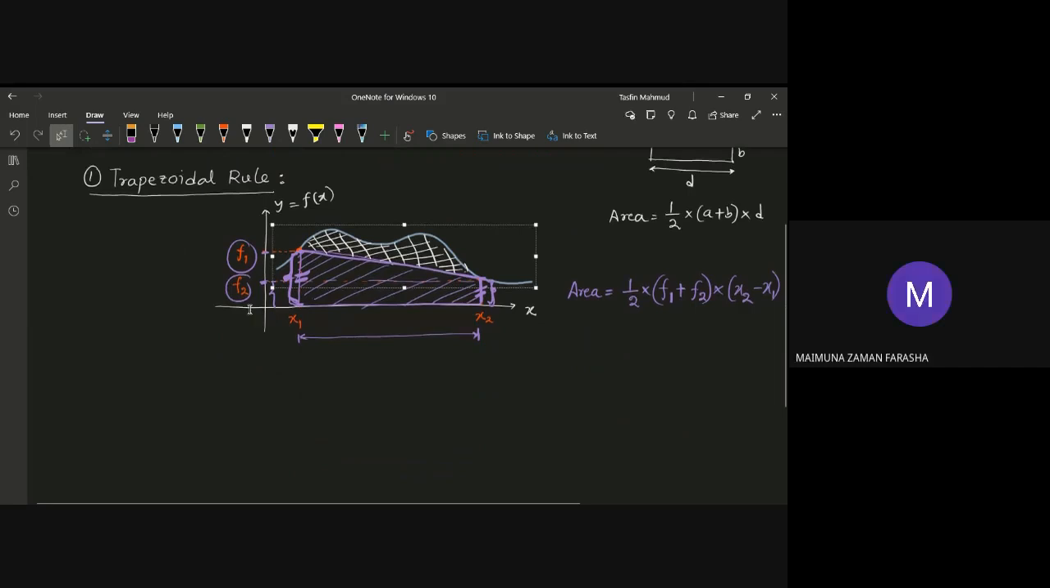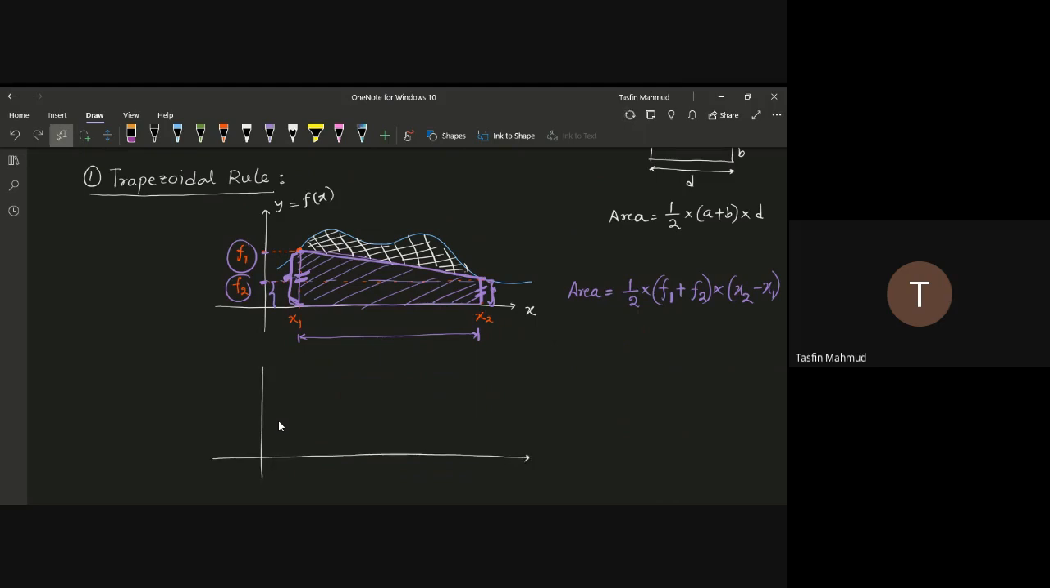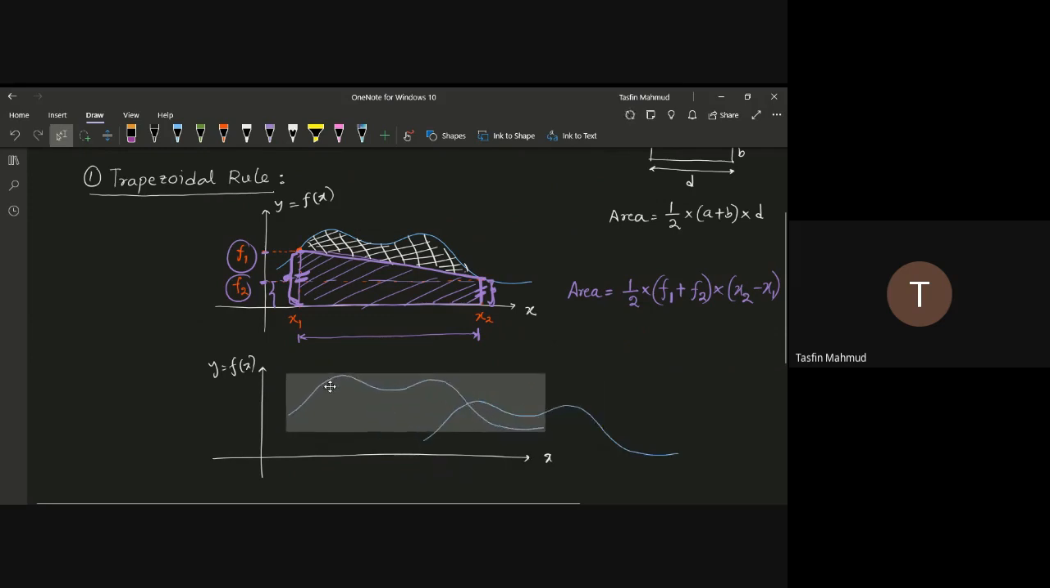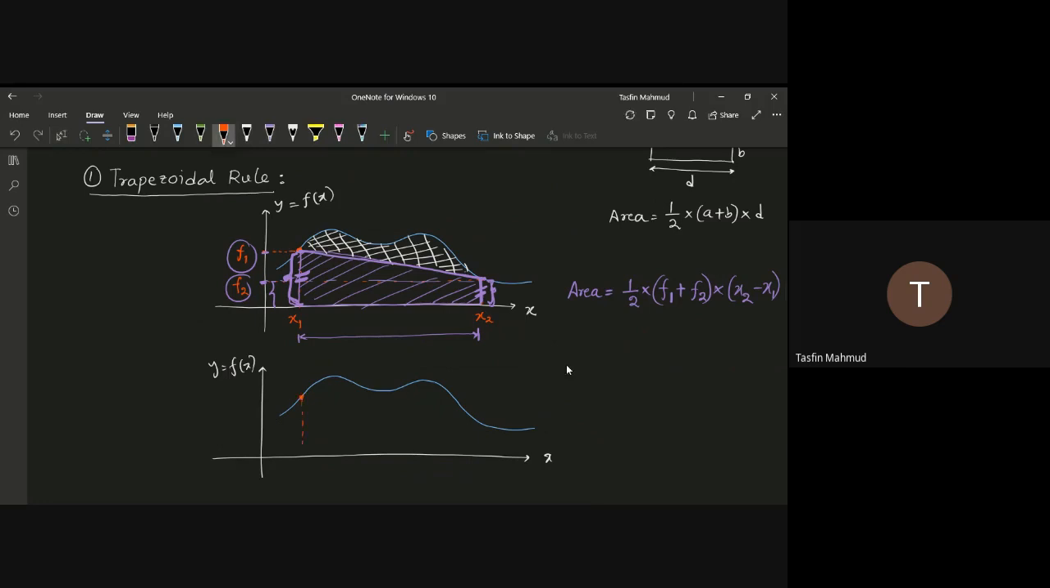Take trapezoids of smaller sections, sir. Exactly, we will consider smaller sections. So this is our y equals f(x), and this is x. If I paste the curve here, it was our curve. We had to determine the area from this point. This is our initial starting point x1, and this is our final point x2.